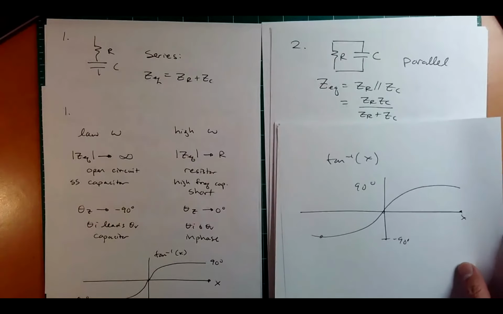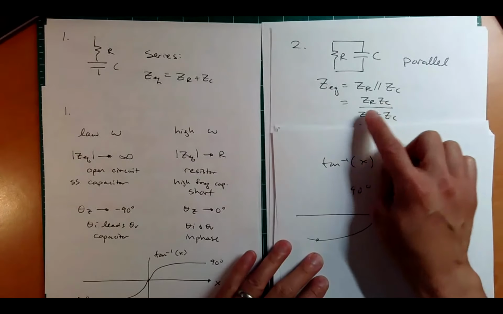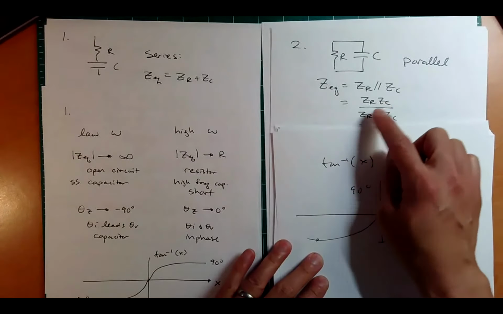So when they're in parallel, we can use our parallel formula, ZR ZC over ZR plus ZC. We can punch in these guys. Now we've done this in a previous lecture, so hopefully this is not new. And we can multiply, a little trick, the top and bottom by j omega C and get this, R over j omega RC plus 1.